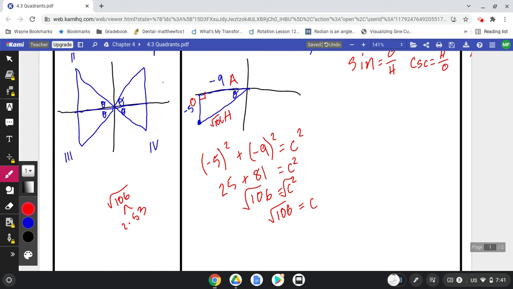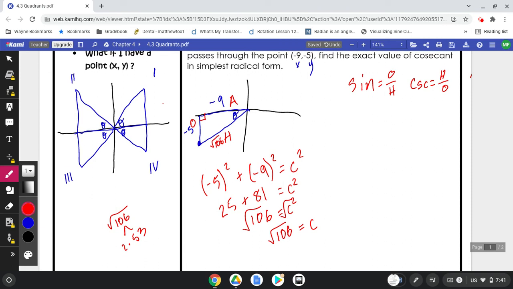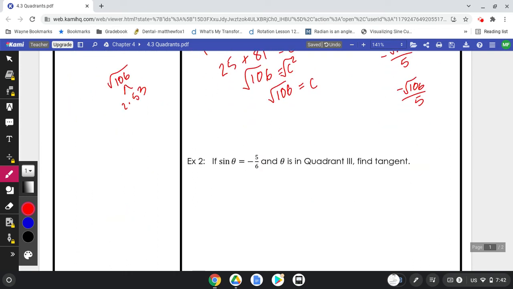Now, we know that the sine is O over H, but in our case, we are looking for the cosecant, which is H over O. So that would be the square root of 106 divided by O, which is -5. You can either write it like that, or if you prefer, you could put it this way, or really, it could be right on top like this. All three of these mean the same thing. Okay, it does not matter to me which way you write it. Okay, on to the next one.